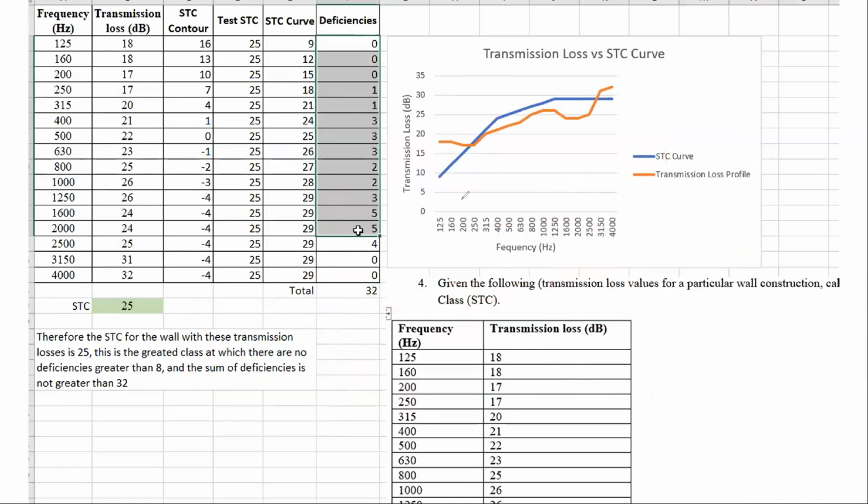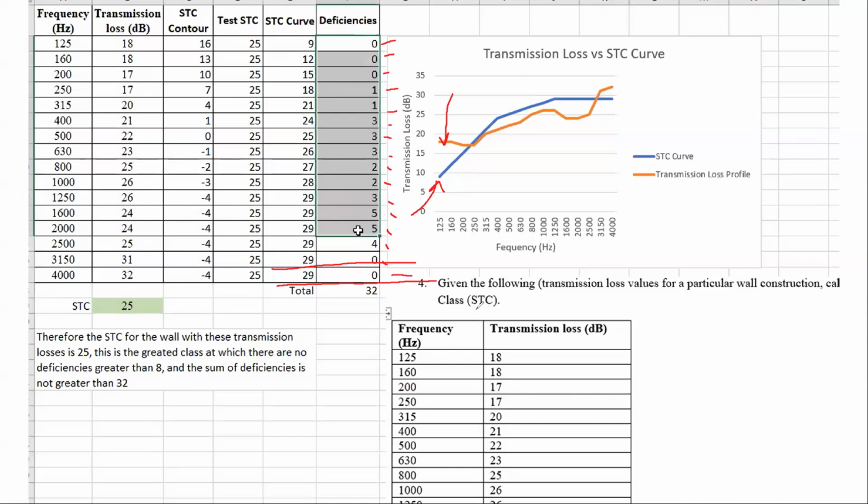Now let's check this example quickly. This is the STC curve that we have. And this is your curve for the product. When we calculate this in Excel, you can see that you have the test STC, STC contour, and everything else. But no single deficiency is more than 8. Right? So nothing is more than 8.